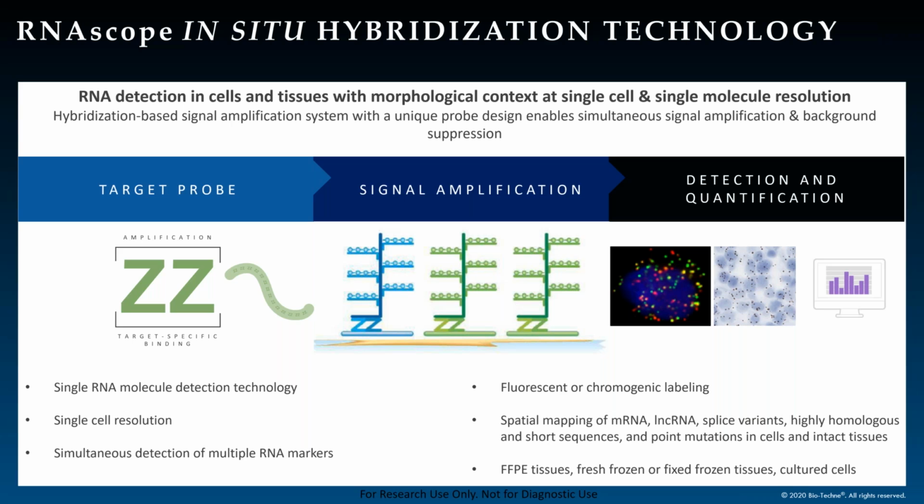The assay allows for the spatial mapping of various RNA molecules, such as microRNAs, long non-coding RNAs, splice variants, point mutations, and highly homologous and short sequences in cells and intact tissues, all of which can be visualized with either fluorescent or chromogenic labels. In addition, the assays can be performed on a wide variety of sample types, including FFPE tissue, fresh frozen and fixed frozen tissues, and cultured cells.